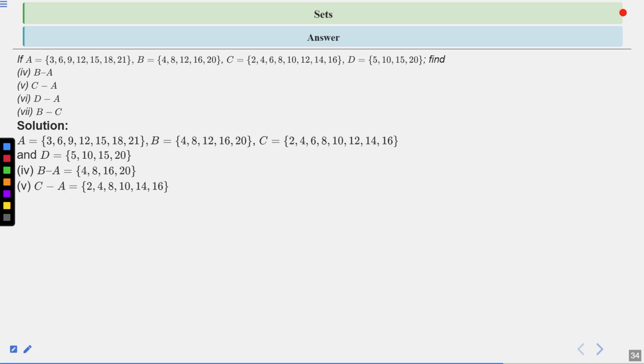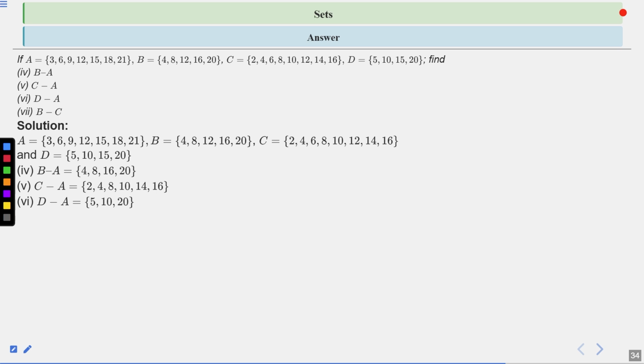What about C minus A? Write down the complete set C, eliminate the elements which belong to A. So 2 belongs to A, no. 4, no. 6, yes. So as you can see, 6 is here. So eliminate 6. What about 8? No. 10, no. 12, yes. So eliminate 12. 14, no. 16, no. So you are only left with these 6 elements: 2, 4, 8, 10, 14, 16. Clear?